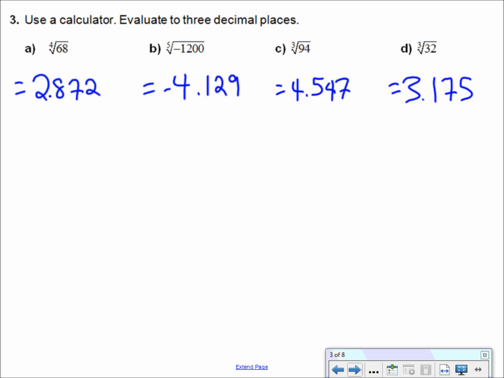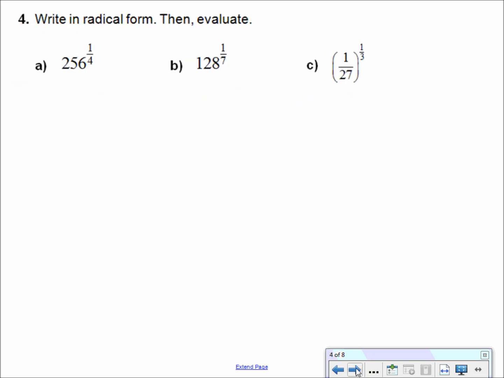Okay, we're good? Okay, next, write in radical form, then evaluate. Everybody look to your right.